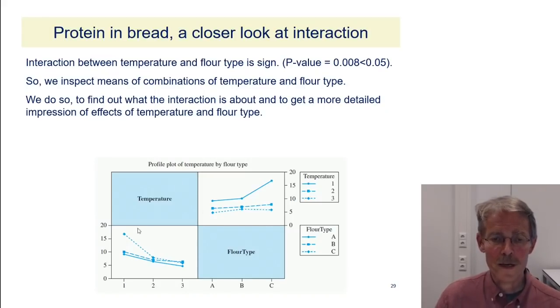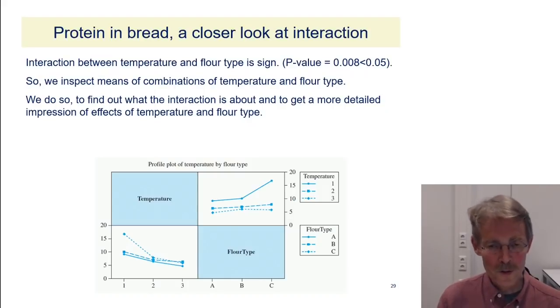And if we look at this one, here you have the 3 temperatures, 1, 2, 3. And along here we have the means, that's the percentage protein, mean of the loaves, and we have connected the means that correspond to the same flower type. So the solid line is A, and the one with the small dots is C, and the one in between is B.